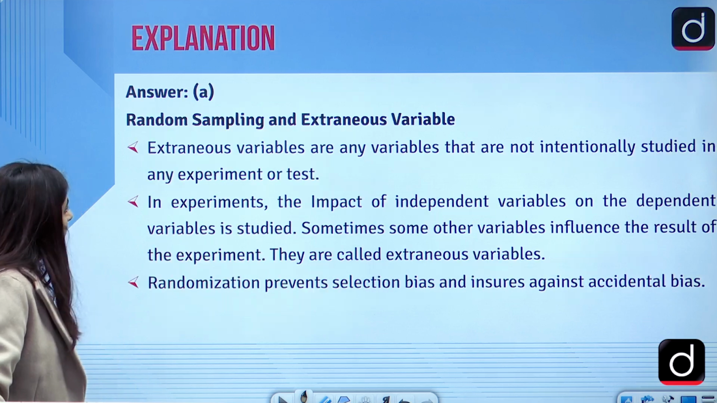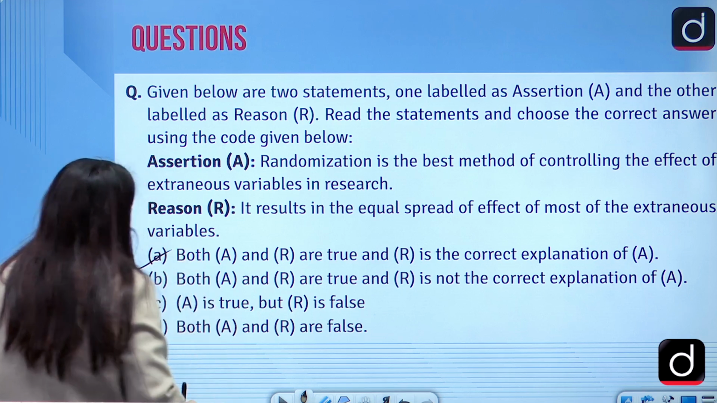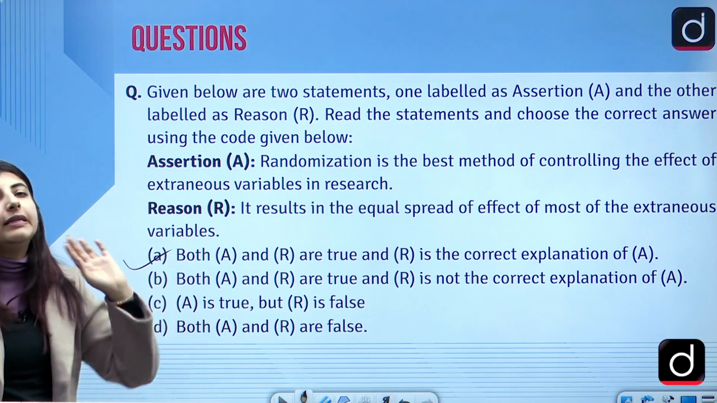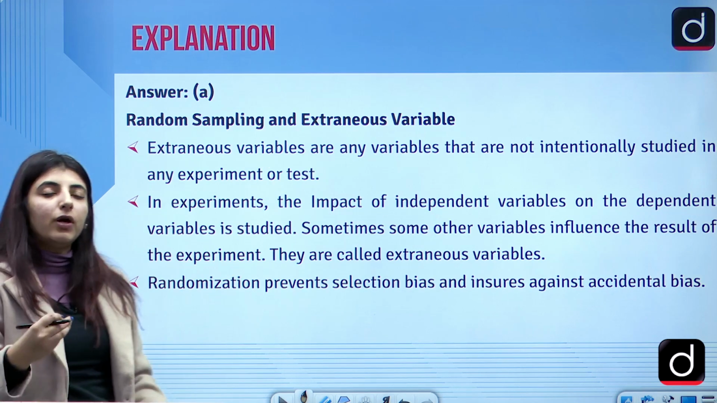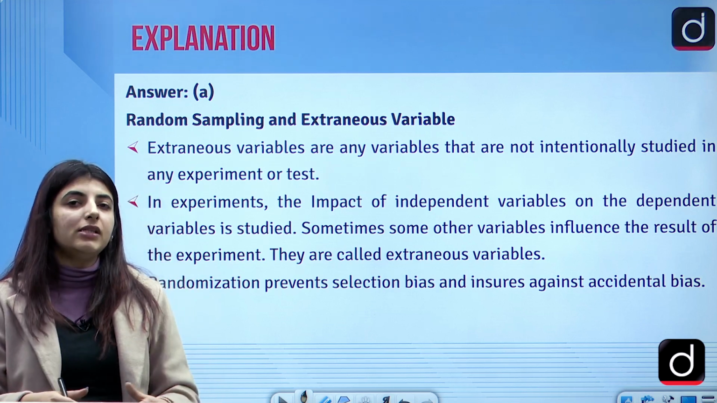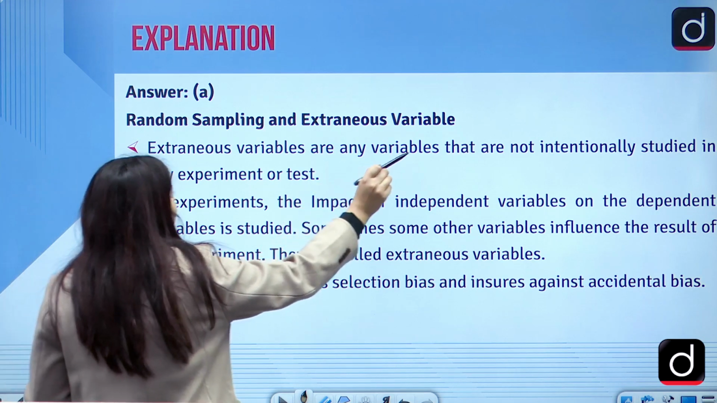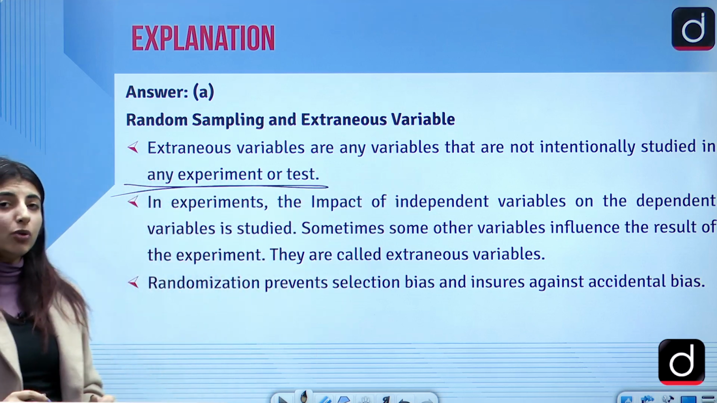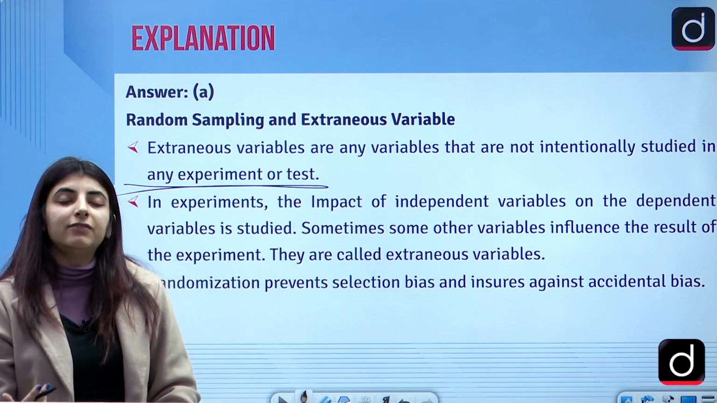The correct answer here is option A, which is both A and R are correct and true, and R, that is the reason, is the correct explanation of the assertion. How? Let's see. First of all, what are extraneous variables? Extraneous variables are basically the variables which the researcher does not want to measure, which are not intentionally studied in any experiment or test. So these are extra variables. Just remember this through these words.